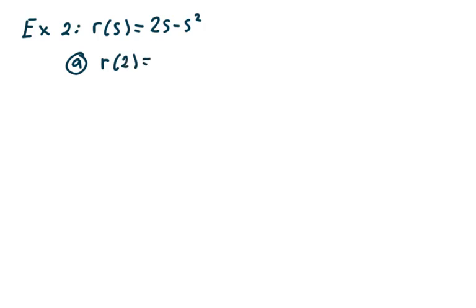Wherever I see an S, I'm going to replace it with 2. So I get 2 times 2 minus, and then I'm going to take 2 and raise it to the second power. Because remember, wherever I see an S, I'm popping that 2 in. Now, 2 squared is 4, and 2 times 2 is 4. So this is 4 minus 4, which is equal to 0.